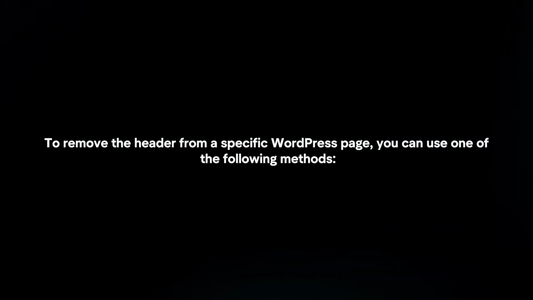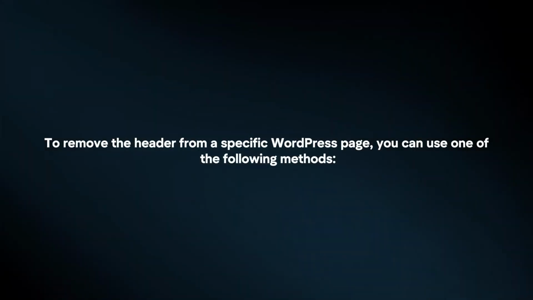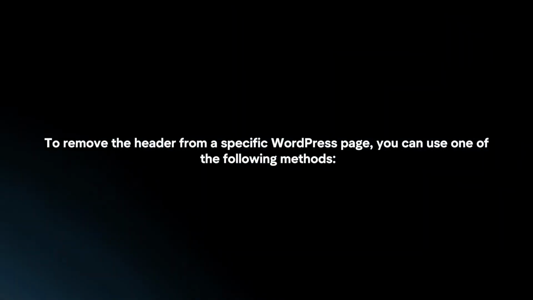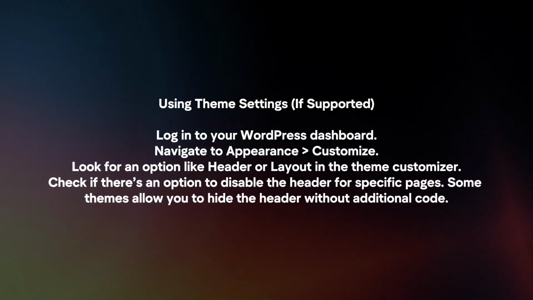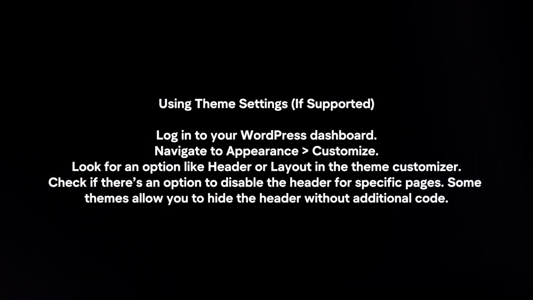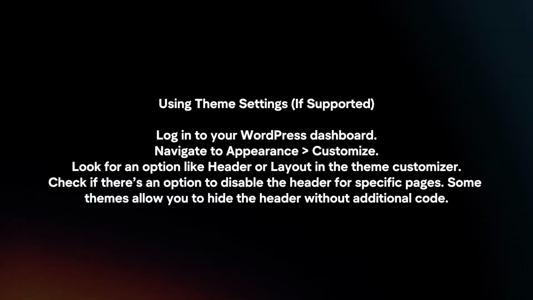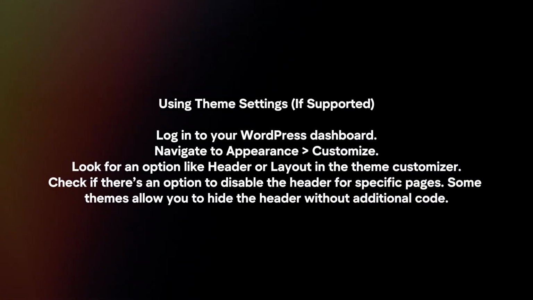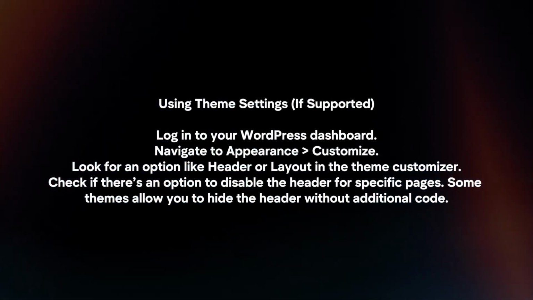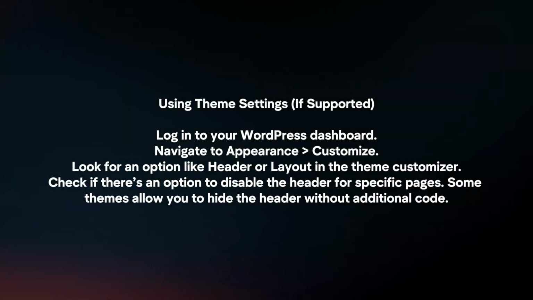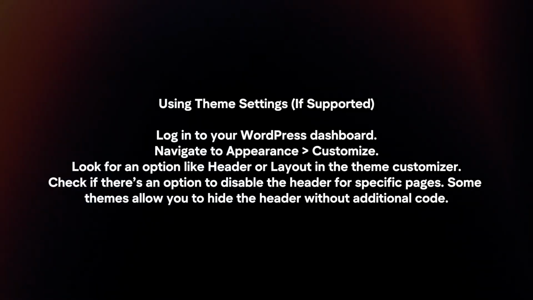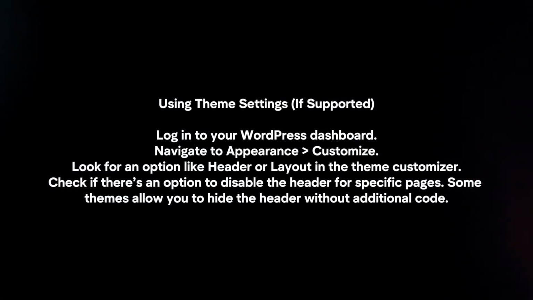To remove the header from a specific WordPress page, you can use one of the following methods. Using theme settings, log into your WordPress dashboard, navigate to Appearance, Customize. Look for an option like Header or Layout in the theme customizer. Check if there's an option to disable the header for specific pages. Some themes allow you to hide the header without additional code.